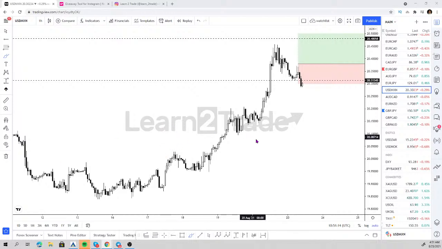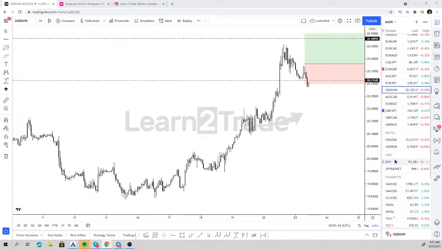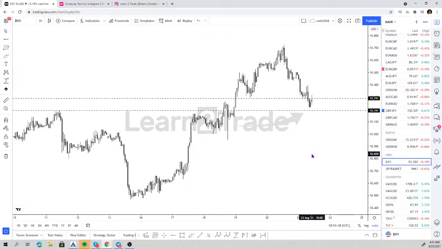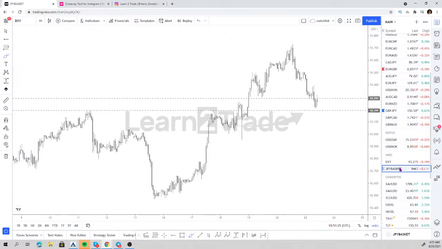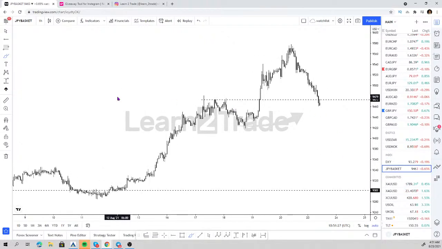Gold is in a weird spot. So let's have a look at gold now that we had a look at the DXY, looking for longs on the US dollar. First of all, let's have a look at the Japanese yen. And I was looking for longs on the Japanese yen and possibly shorting the pound yen.